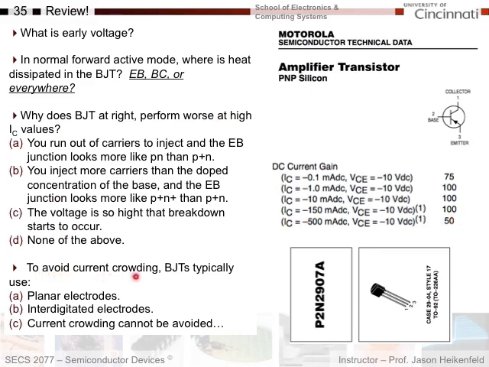And lastly, to avoid current crowding, BJTs typically use what? Planar electrodes, interdigitated electrodes, or there's just no way to avoid current crowding. Okay, that's it. We are done with BJTs.